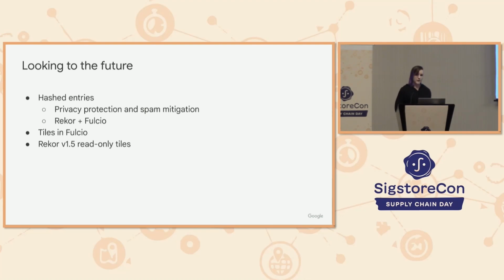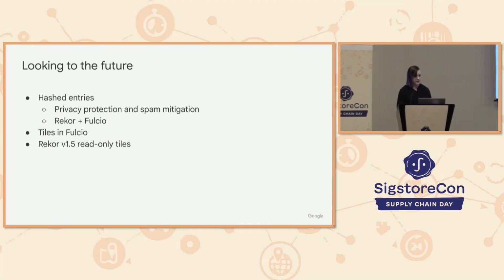We're kind of holding back on that for right now because Fulcio has the same problem. It has its own transparency log. And so we want to make sure when we're rolling out a solution, we're rolling that out in lockstep with both services and solving it for both services. We also want to adopt Tessera in Fulcio. It again has its own transparency log, so it should get the same benefits that Rekor will get by adopting Tessera.